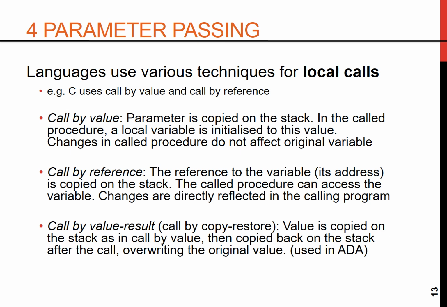The key difference between call by reference and call by value result lies in timing. So call by reference implies changes immediately to the original memory location, while call by value result waits until the procedure is completed before synchronizing the changes.